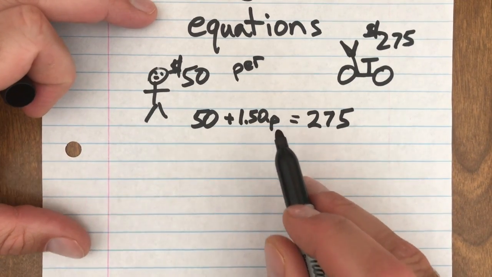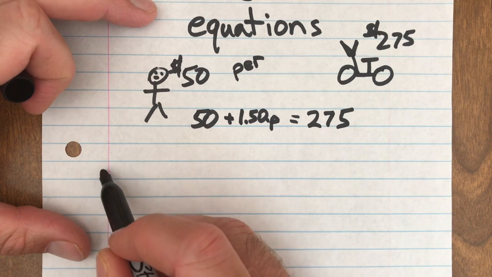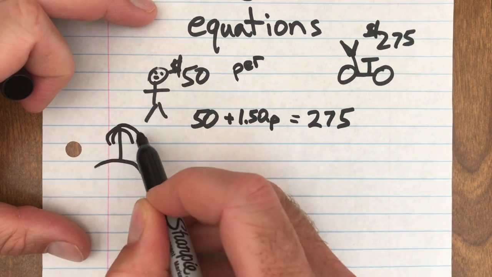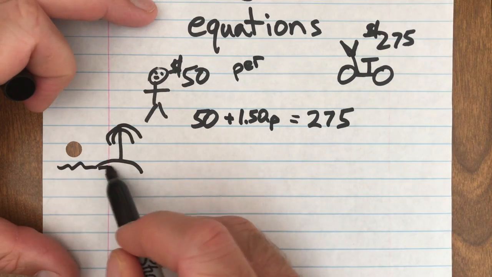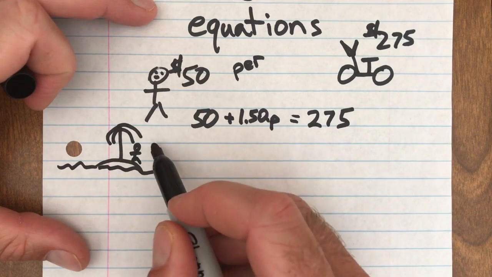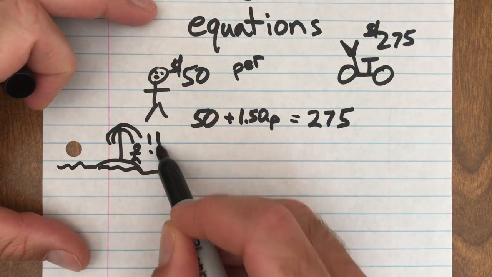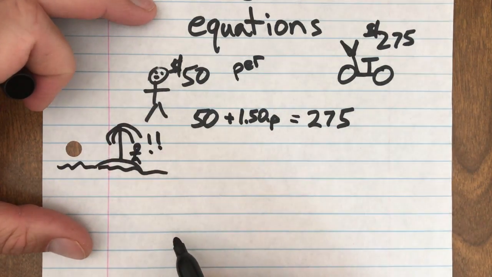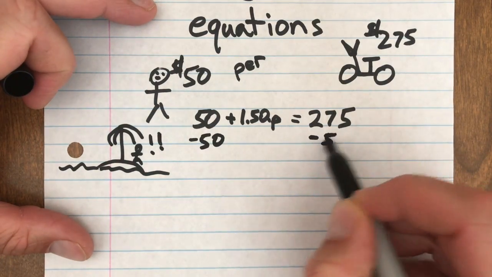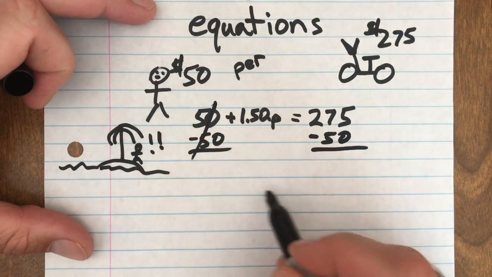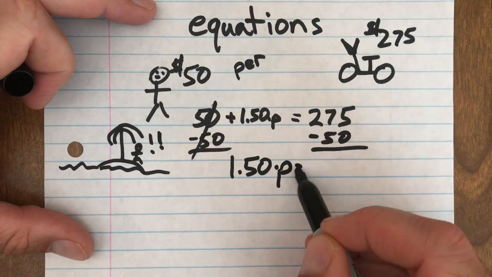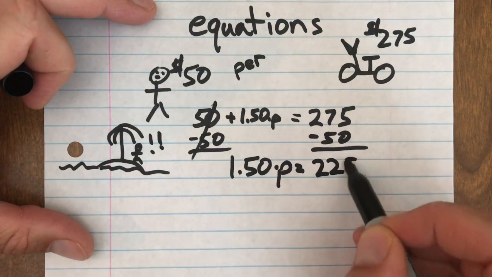We want to isolate that variable, kind of like if you were on a desert island, like this. See that desert island? You are isolated, you're all by yourself, you're very sad. Okay, we've got to get p by itself. So here we go. We're going to subtract 50 from both sides. That cancels that out, and we get $1.50 times p equals 225.